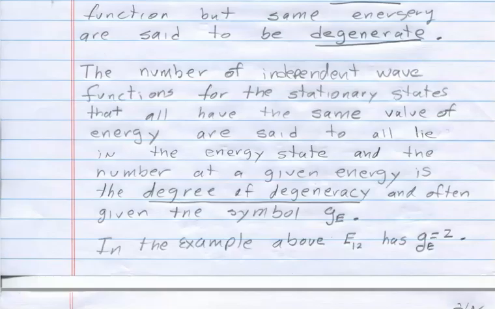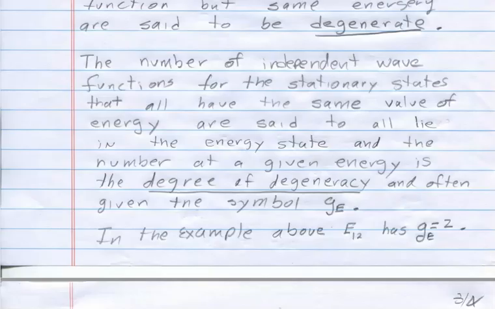Sometimes it can happen that there's more than one. In this case, the number generally defines what's called the degeneracy or the degree of degeneracy of the energy state. And that's simply the number of different independent wave functions that have exactly the same value for the energy. So in this example above, I've got two different wave functions that have exactly the same energy. And so the degeneracy, usually represented as G, or G sub E for the energy state, is 2.